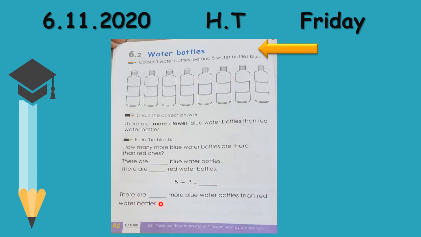There are more blue water bottles than red water bottles. Yes, your answer is 2. You will write here 2 again. There are 2 more blue water bottles than red water bottles. Come on the next page, page number 43. Just turn your book.